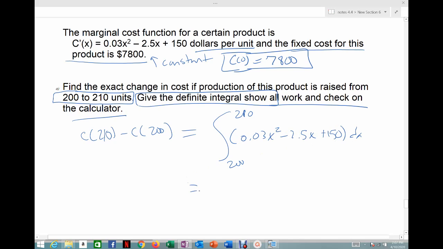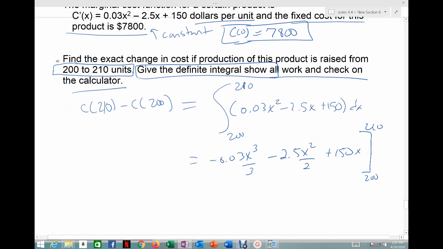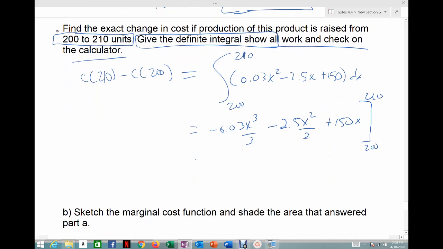All right, so the first thing I do is find my general antiderivative. So negative 0.03x cubed divided by 3, minus 2.5x squared divided by 2, plus 150x. Again, I just took care of the integration. I haven't taken care of the 200 and 210 yet. Next step, find the values at 200 and 210 of my antiderivative. So again, they're going in here. Plug 210 in and plug 200 in.